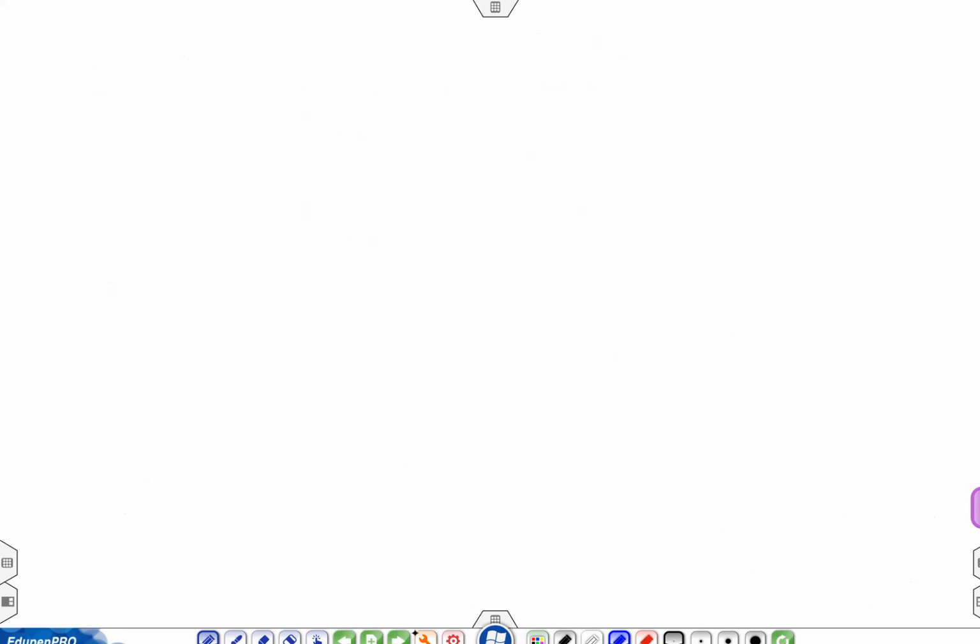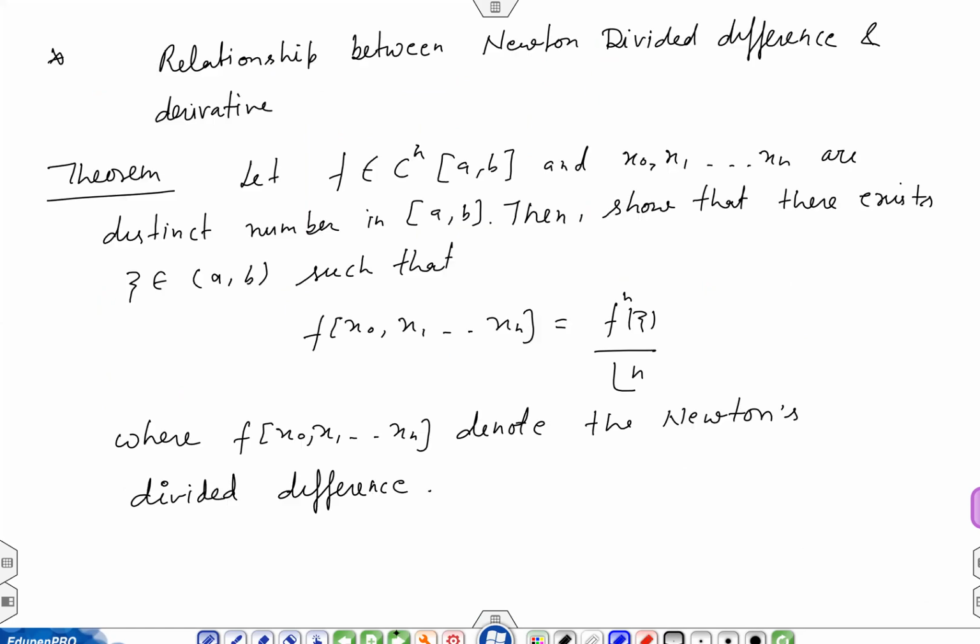So next is what? This least square portion is done. After that, one more thing is left. In Newton divided difference, there is one statement or one result that is very, very important. I was thinking to complete it after completing Newton forward and backward, but I forgot to do that. But I'm doing this now. This result is for finding a relationship between Newton divided difference and derivative. So Newton divided difference has some relationship with derivative. What kind of relationship?